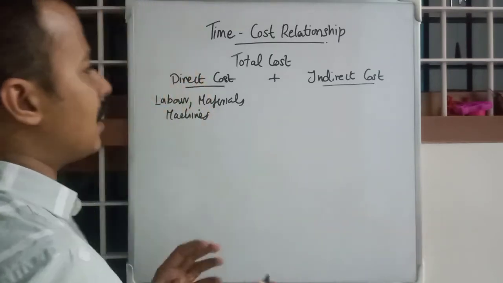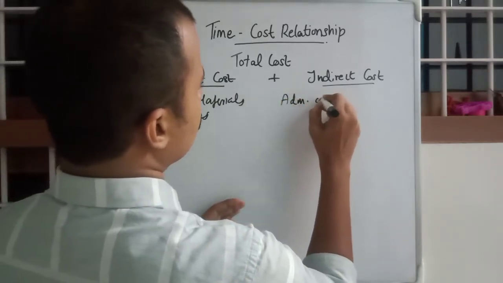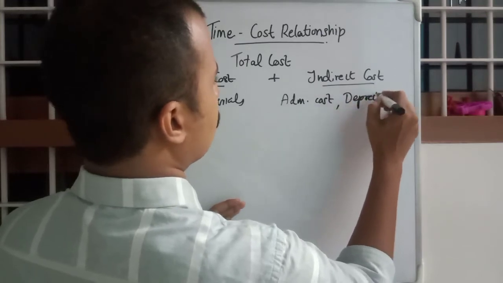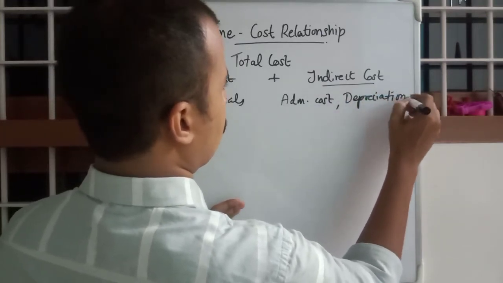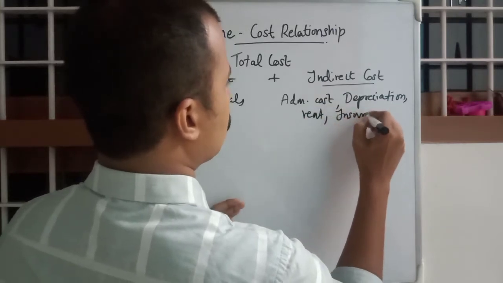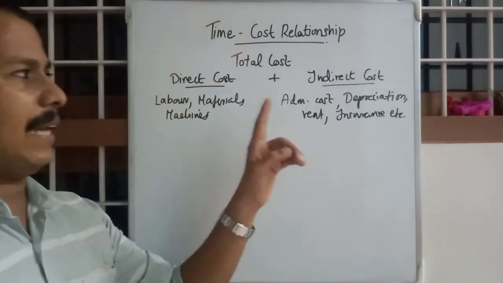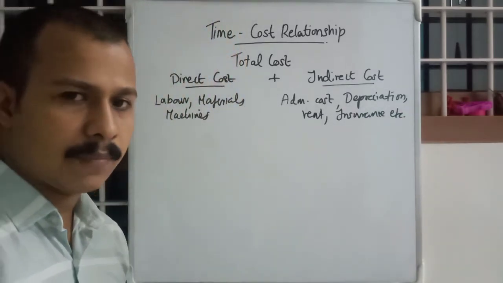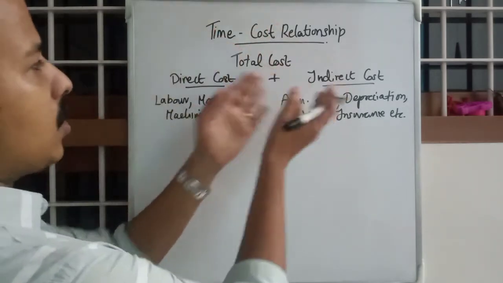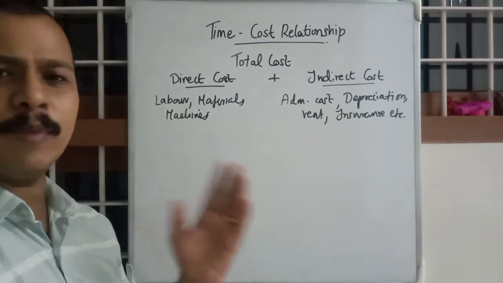Okay, so these kinds of things: administration cost, depreciation, rent, insurance, etc. will be coming under indirect cost of a project. Okay, so when comparing these two factors, cost and time, how does this vary?